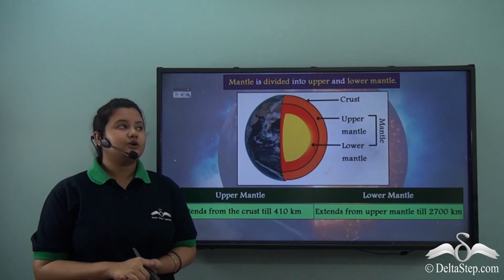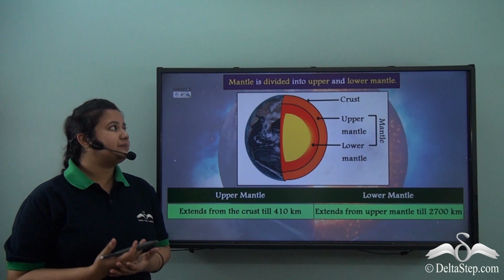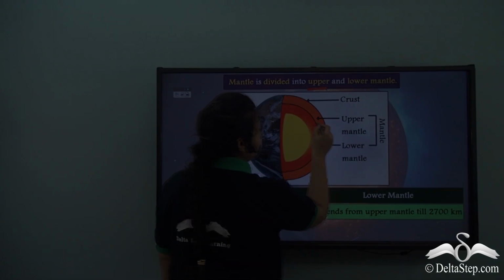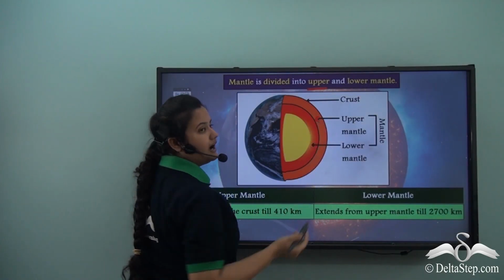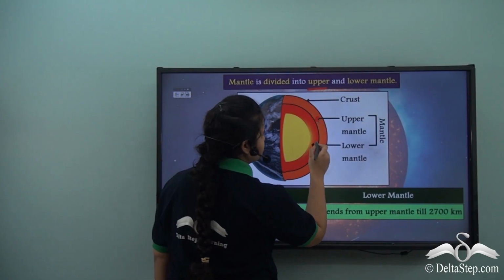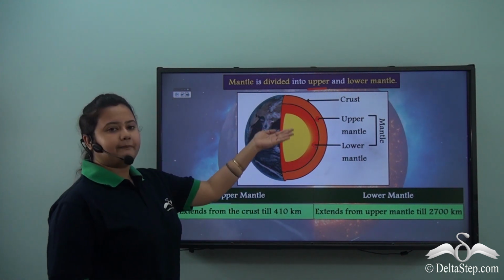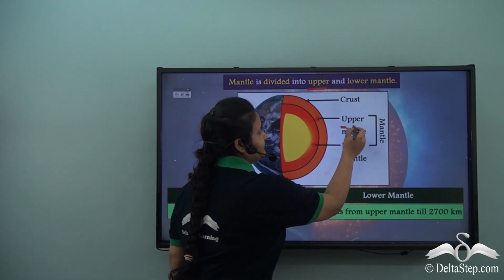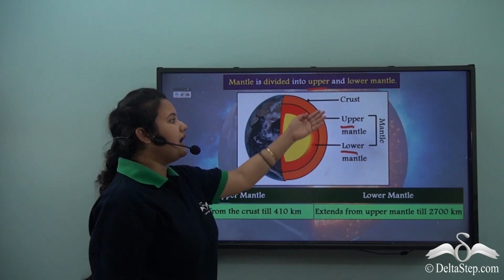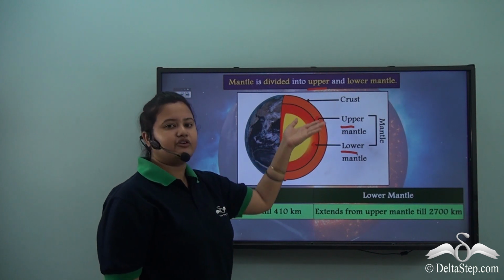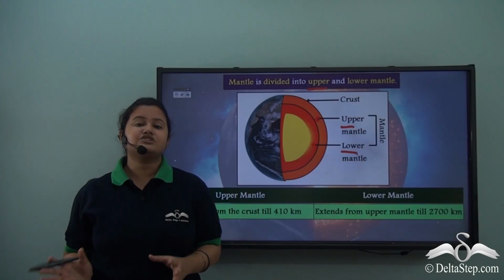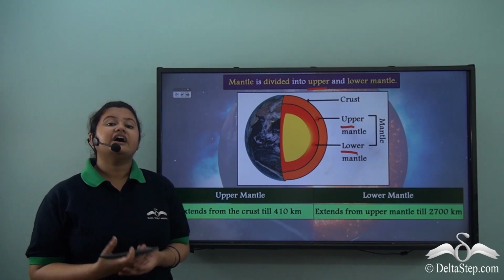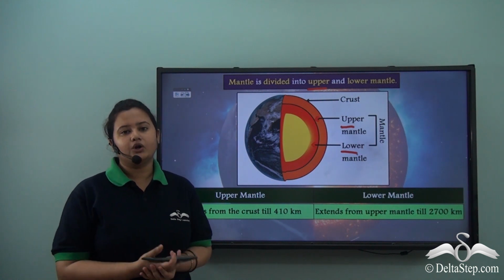Well, let me tell you that mantle is further subdivided into two parts. The upper part is called upper mantle, which is this one, and lower mantle, which is this one. So from the picture you can see that mantle is divided into two layers, upper mantle and lower mantle, and upper mantle obviously lies above lower mantle. Now these two layers of mantle are not similar. So now let's discuss the differences between upper and lower mantle.